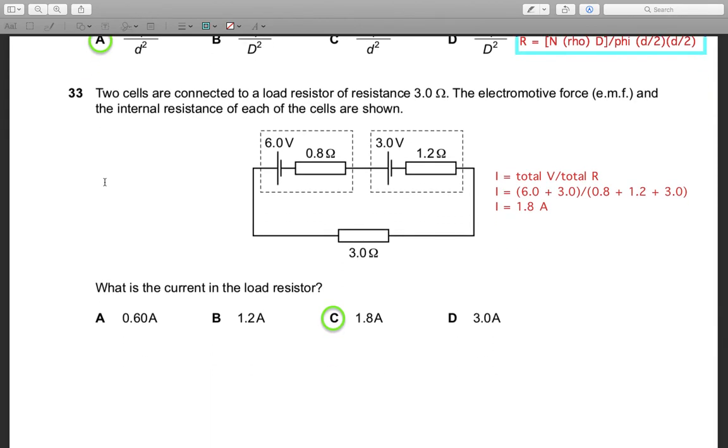So number 33. Two cells are connected to a load resistor of resistance 3.0 ohms. The electromotive force, EMF, and the internal resistance of each of the cells are shown.